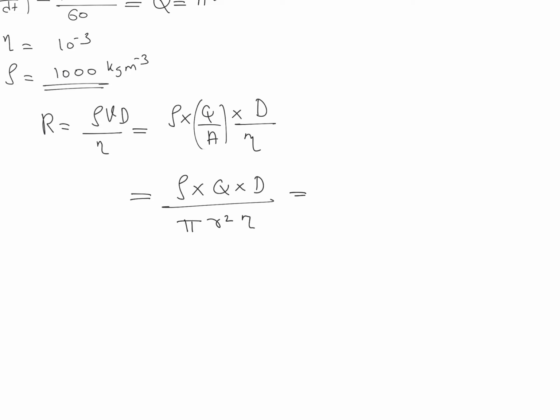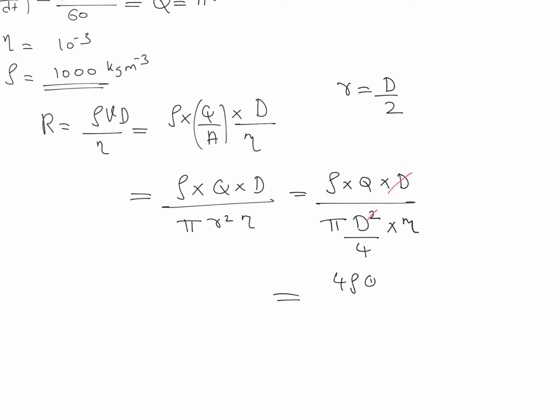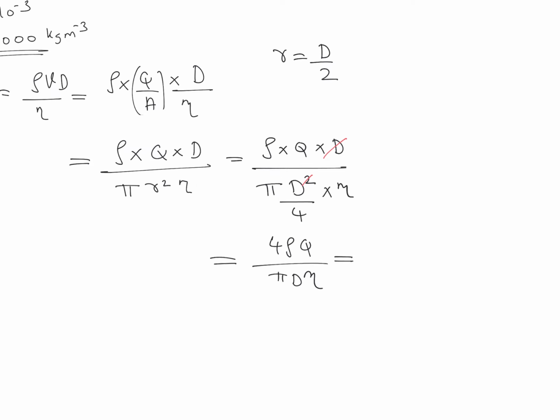Now we can write this r is equal to diameter divided by 2. So we can write rho into Q, the volume flow rate, into D divided by pi into r square, where r can be written as D by 2. So this is D square divided by 4, into coefficient of viscosity eta. So we can cancel this D over here and D over here. So we can write this is 4 into rho into Q divided by pi D into eta, which is going to give the value of its Reynolds number.